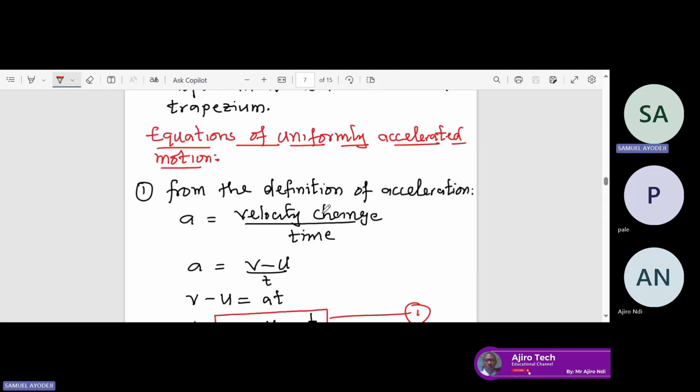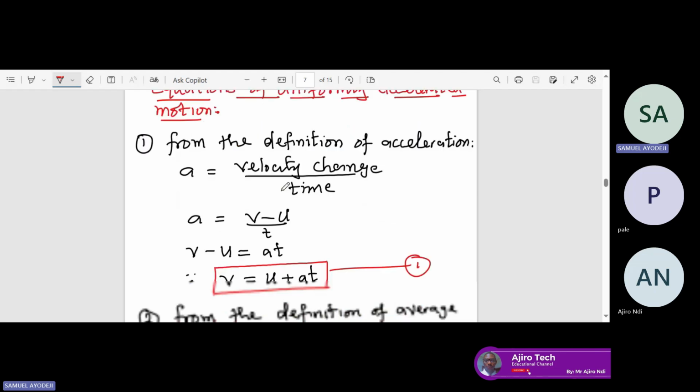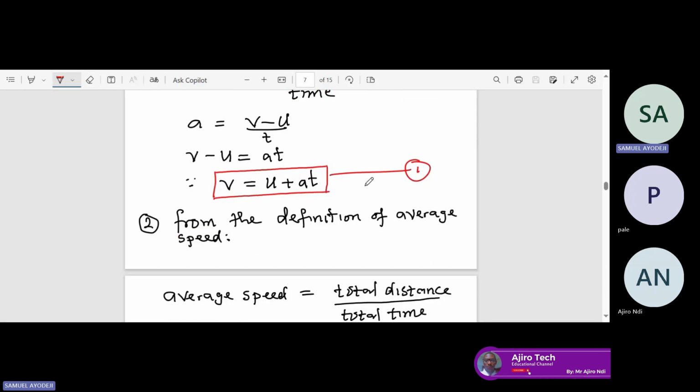Now, the equations of uniformly accelerated motion. You must be able to prove these in case they come up in paper two. So to prove the equations, let me just quickly run through it. From the definition of acceleration, change in velocity over what? Over time. Change in velocity means final minus initial velocity. So if you do that over time, a is equal to equation one.